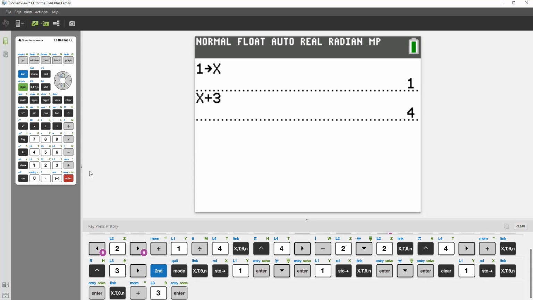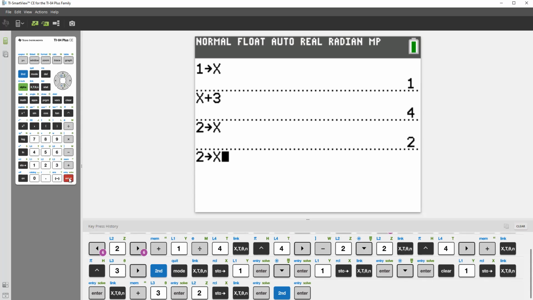If I want to change it, I'll make sure I do it right: 2 store for X. Now it thinks it is 2, so my answer would be 5, right? Now I could type X plus 3 in again, or if I just do second enter, it tells me that's the last thing I did. If I do second enter again, it just goes backwards. Could it have been easy enough to type in X plus 3 again? Yeah, but if you keep doing second enter, it just keeps going backwards. Now it thinks it's 2, so when I hit enter, there's my 5.